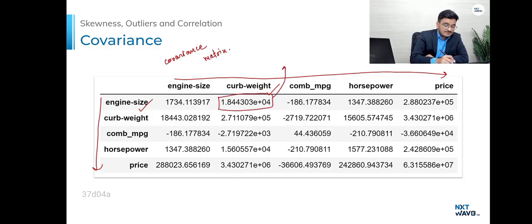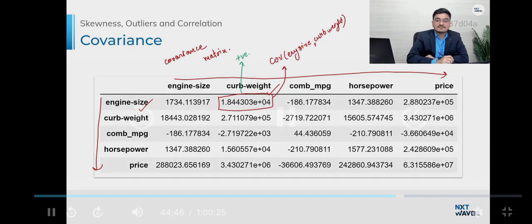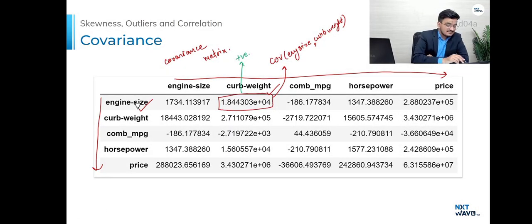This value represents the covariance between engine size and curb weight. And we can see that this is a positive value. So we can say that with an increase in the engine size, the weight of the automobile is also increasing.